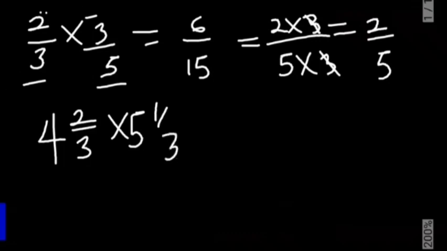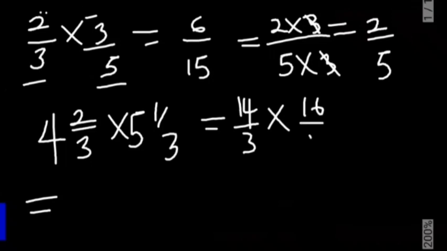So here, if you convert it to improper fractions, we have 4 multiplied by 3, 12, 12 plus 2, 14 over 3, multiplied by 5 times 3, 15, 15 plus 1, 16 over 3. So if we multiply numerators, 16 multiplied by 14 is 224. And 3 multiplied by 3 is 9.